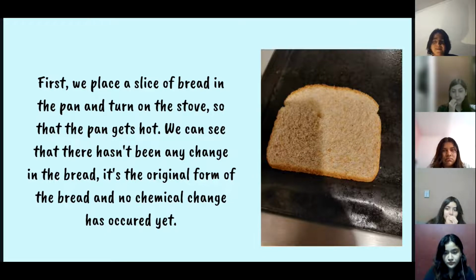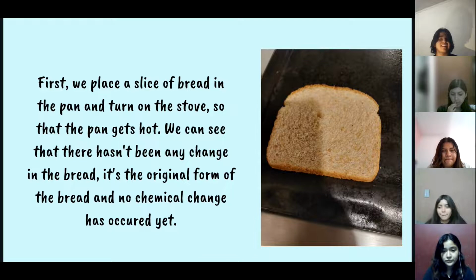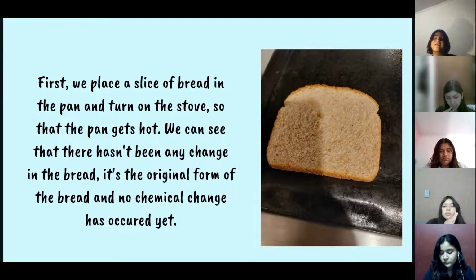So as we can see in the first stage of our experiment, in the image, we placed a slice of bread in the pan and it looks normal, right? Just as if you bought a loaf of bread, it looks just like that. It's a normal slice of bread. We just place it in the pan and we turn up the heat of the stove.